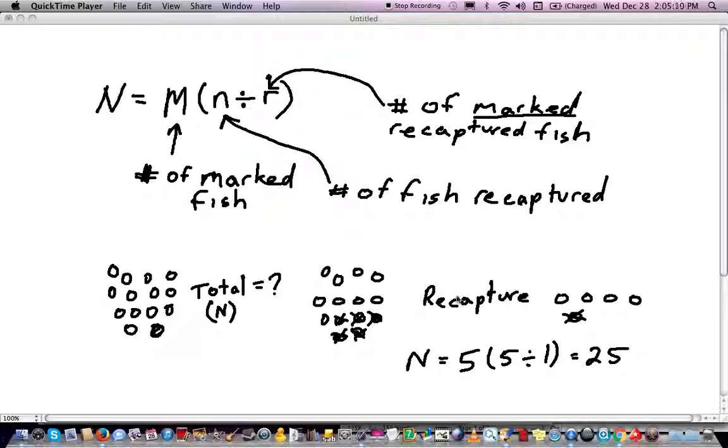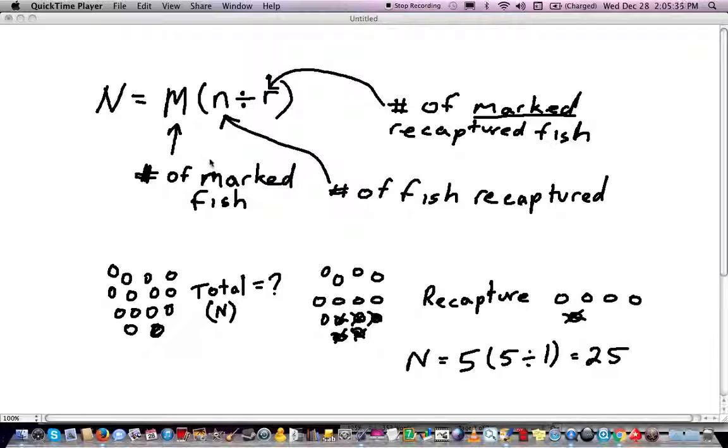So the way that the equation works is M is the number of marked fish. So that's the number of fish you actually captured and marked. The little n here is the number of fish recaptured. In this case we captured a total of 5. And that's divided by R, which is the number of marked recaptured fish. So the number of recaptured fish that actually had marks on them.